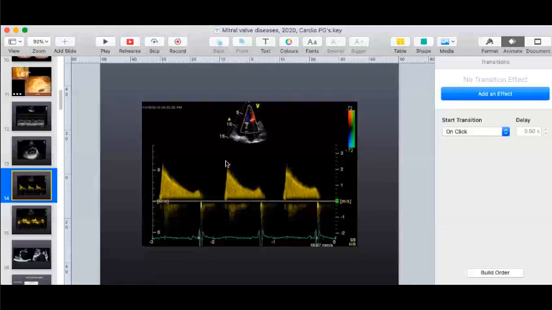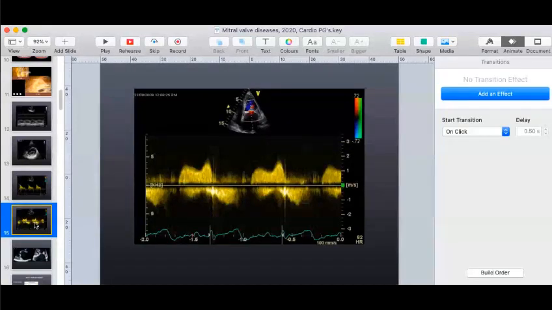So now, what do you think of this spectral Doppler here? What is your comment on this?